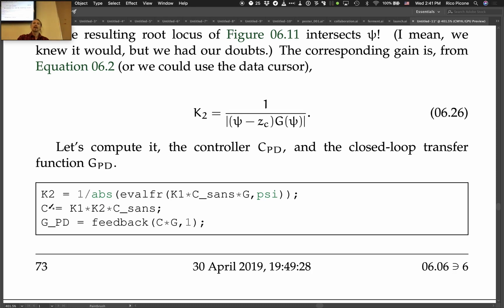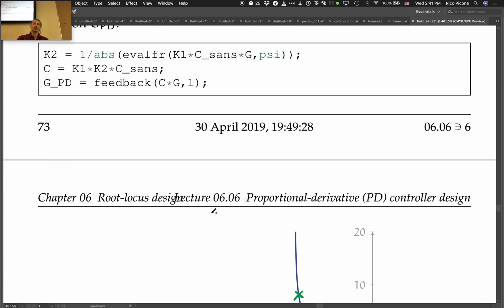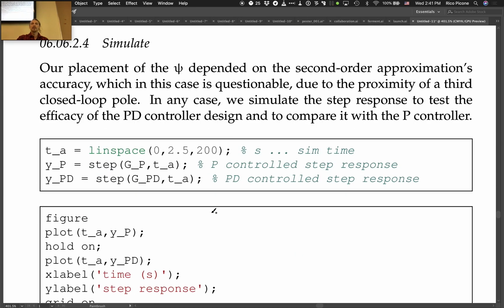Good. So once I've got my K2, either from the data cursor or from this analytic expression, either one is fine. My compensator is complete now, so I've got K1, K2, and C without the gains. And then I've got my closed loop compensated system. So I do feedback, I use the full compensator, I use the plant transfer function, and I do unity feedback on it, and I get my closed loop transfer function, which allows me to do simulation, okay, in the next step.